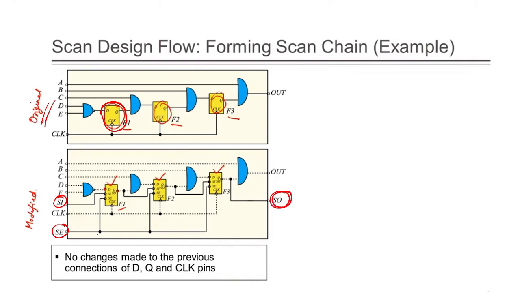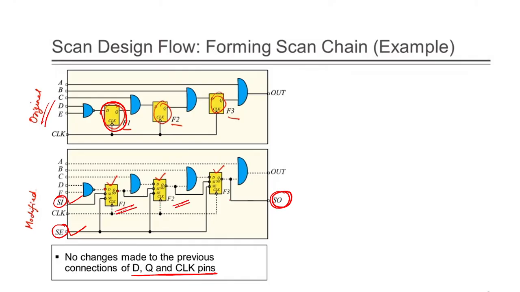There is no change made in the previous connection; the D, Q, and clock pins are as they are. But where you are making changes is here, SI, SE, and here three flip flops are there.